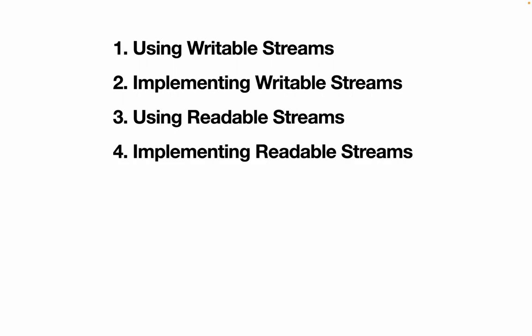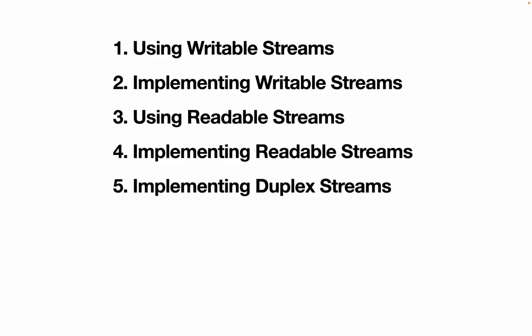So after we're done with learning how to develop our own readable stream, we're going to learn how to implement our own duplex streams. Now, a duplex is just a stream that has a writable and a readable in itself. So if you understand those two, understanding duplex will be really easy. So we're first going to learn how to develop a duplex, and then we're going to learn how to use a duplex by using that duplex stream that we just created.